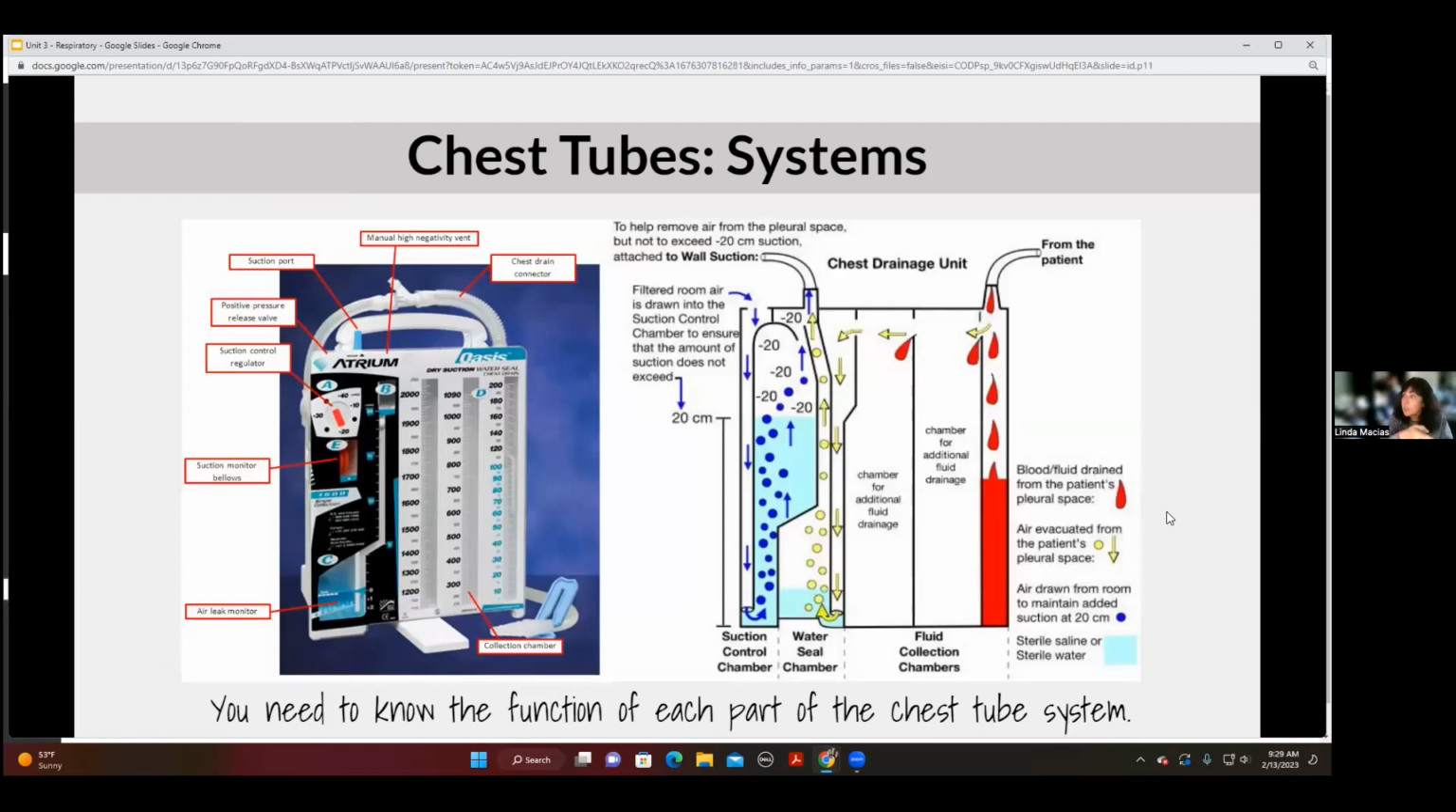This is what our old chest tubes look like, and we have these in the lab. It shows you the air leak monitor, suction monitor. You can see the suction control regulator, positive pressure port, the manual high negativity vent, the chest drain connector, and then you look down here, the collection chamber. Collection chamber is something we'll talk about right now because you'll be part of that. So here it says to help remove air from the pleural space, but not to exceed negative cm suction to the wall. They are to wall suction.